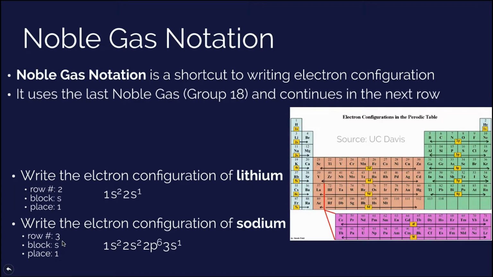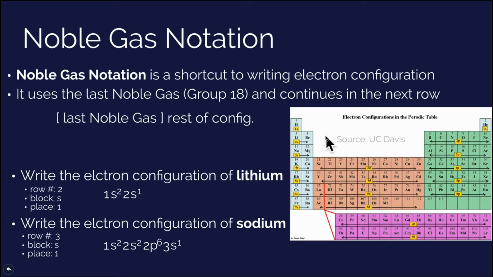The way that this one works is that it takes the last noble gas that we pass on the way to the element that we're focusing on, and then we make the assumption that we have the same electrons as that noble gas. I know it seems a little bit confusing, so let me show you how it actually works. When writing it, make sure that you write the symbol for the noble gas in brackets. So these are the square brackets.